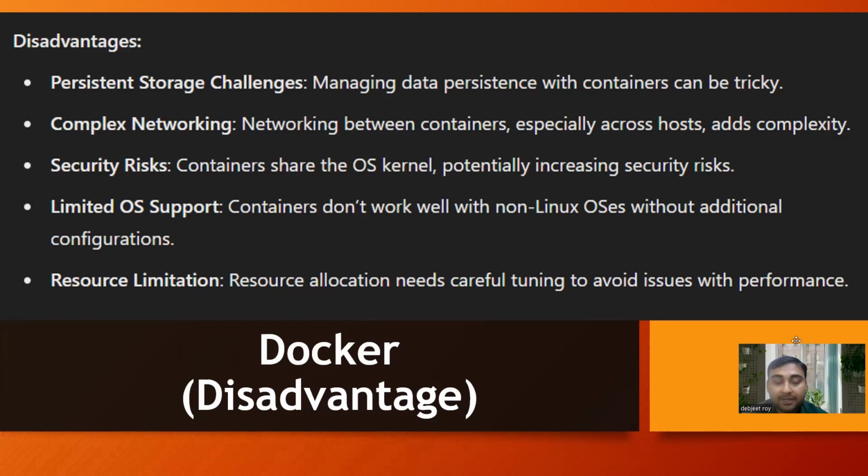Then complex networking. Networking between containers, especially across hosts, increases the complexity of the entire system. That is one of the major disadvantages. Third is security risk. Containers share the OS kernel, which increases the potential security risk, because the OS kernel is the core of the entire application, right? It should not be shared. If you share the OS kernel across a set of applications, it will increase the risk for the particular application. So security is breached over there. Security risk is a major concern, so we have to understand what kind of OS kernel you are using and where it is being shared, and you have to monitor those things.